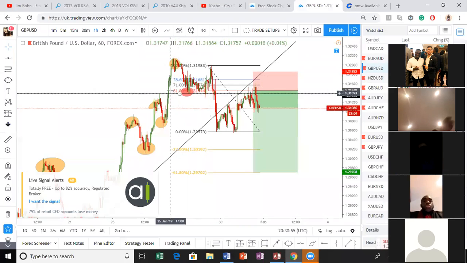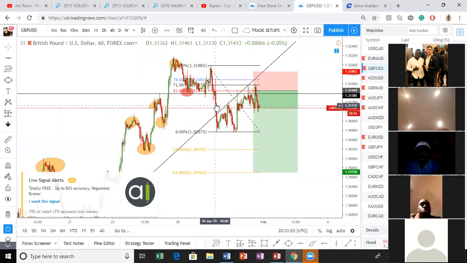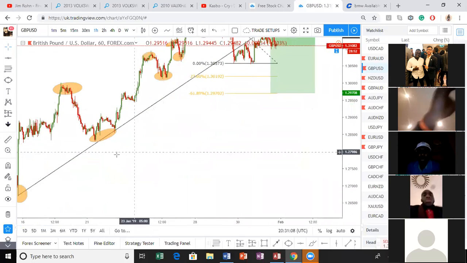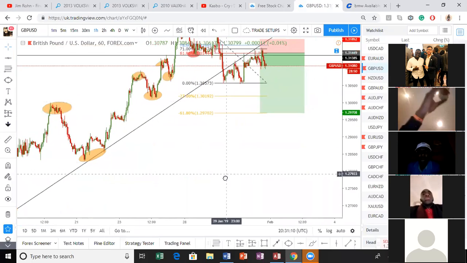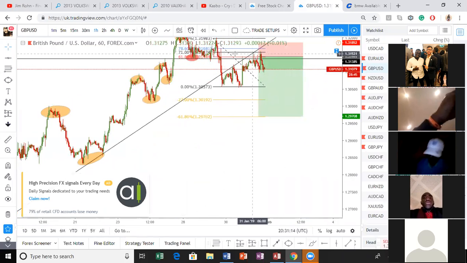Now the second one that I said is to focus on the last higher lows. As soon as you see this higher low getting broken, that is a second confirmation of a change of trend. Plus, there is this trend line that got broken. Three confirmations telling us to sell this pair at this 61.8.